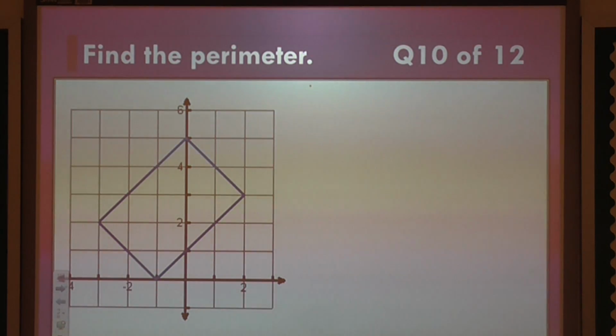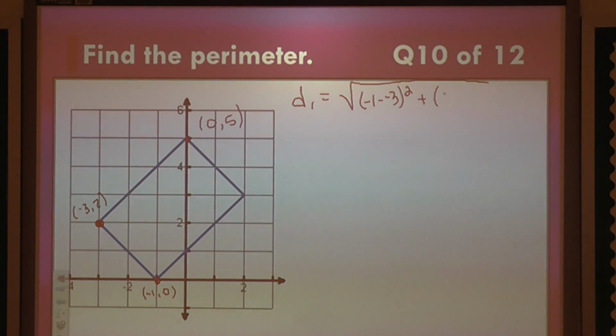All right, find the perimeter. We have to use the distance formula with this point and this point to get this length here, which would be the same as that, and the distance formula for this point to this point. My first distance is the square root of, and this is the point -1, 0, and this is the point -3, 2, and this is the point 0, 5. So x sub 2 minus x sub 1, so -1 minus -3 squared plus 0 minus 2 squared. So the square root, and this becomes a plus, of 2 squared plus 2 squared is the square root of 8. So the distance along here is square root 8.